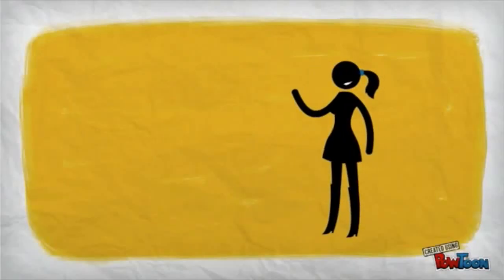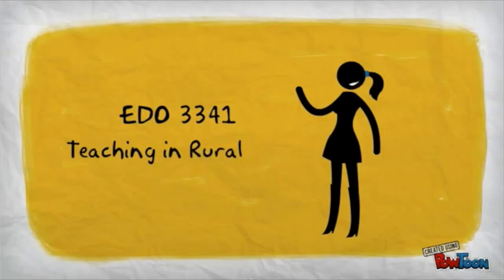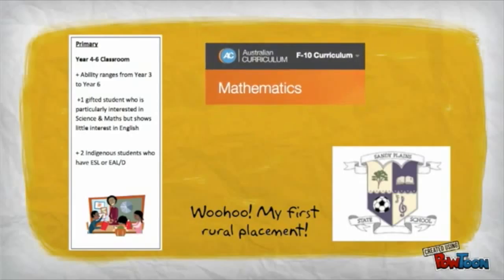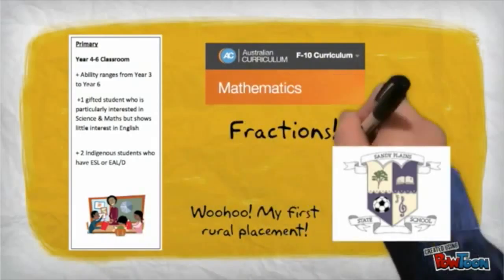My name is Louise and this is my video for EDO 3341, Teaching in Rural and Remote Communities. I've chosen to base my assignment around the year 4 to 6 grade example and have chosen maths as the curriculum focus. The class will complete 3 lessons on fractions.